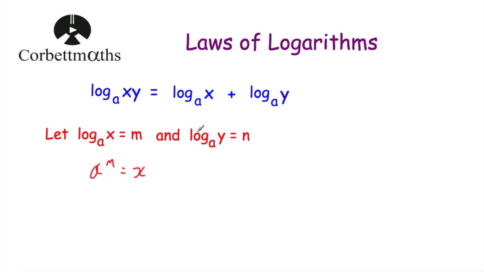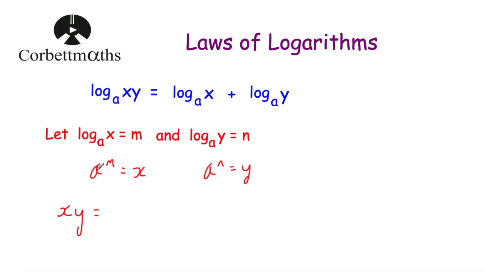And likewise, if we look at this logarithm, log to base a of y is equal to n. There's the base, that's the power, and then that's the answer. So a to the power of n is equal to y. Now, this is x and this is y, and we're going to find xy. So we're going to do x multiplied by y.